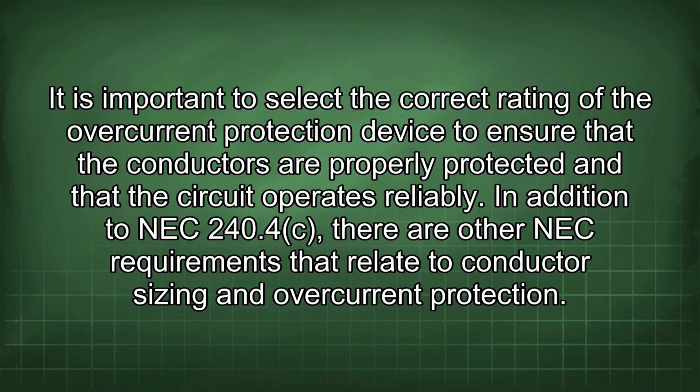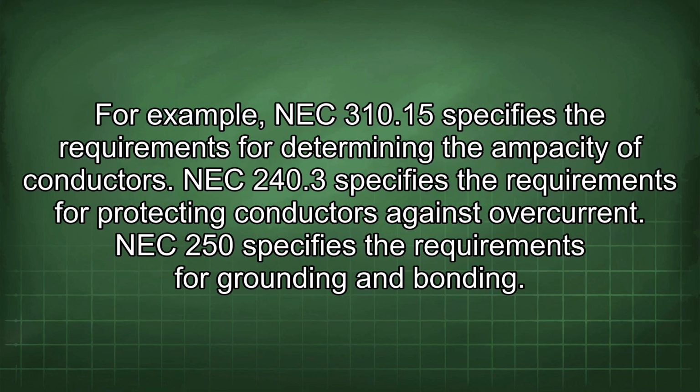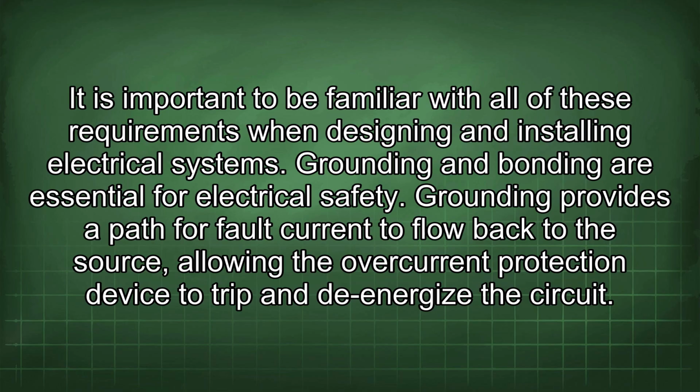In addition to NEC 240.4, there are other NEC requirements that relate to conductor sizing and overcurrent protection. For example, NEC 310.15 specifies the requirements for determining the ampacity of conductors. NEC 240.3 specifies the requirements for protecting conductors against overcurrent. NEC 250 specifies the requirements for grounding and bonding. It is important to be familiar with all of these requirements when designing and installing electrical systems.